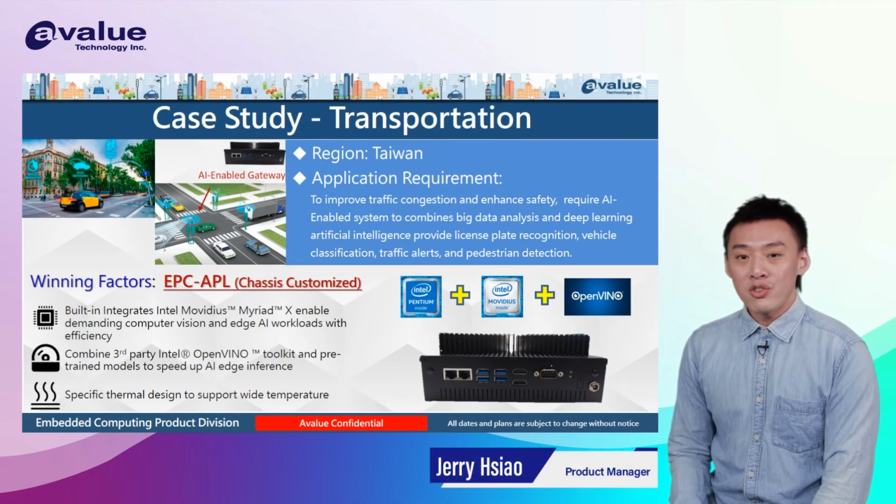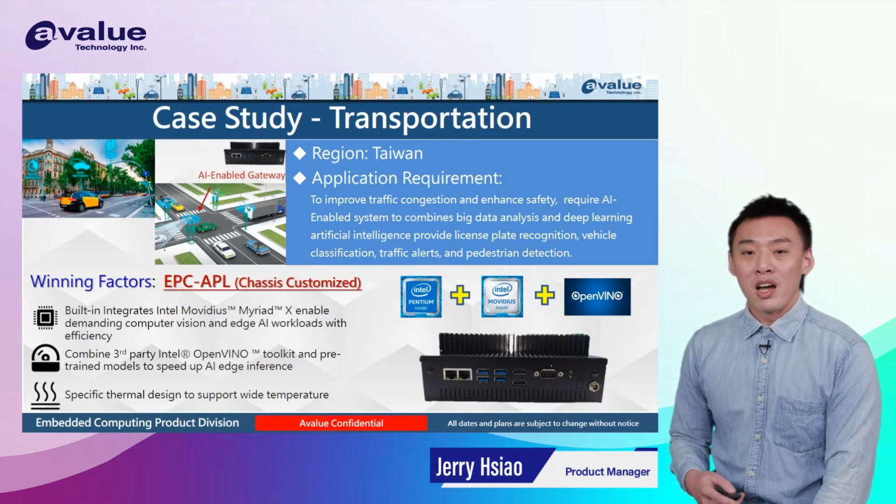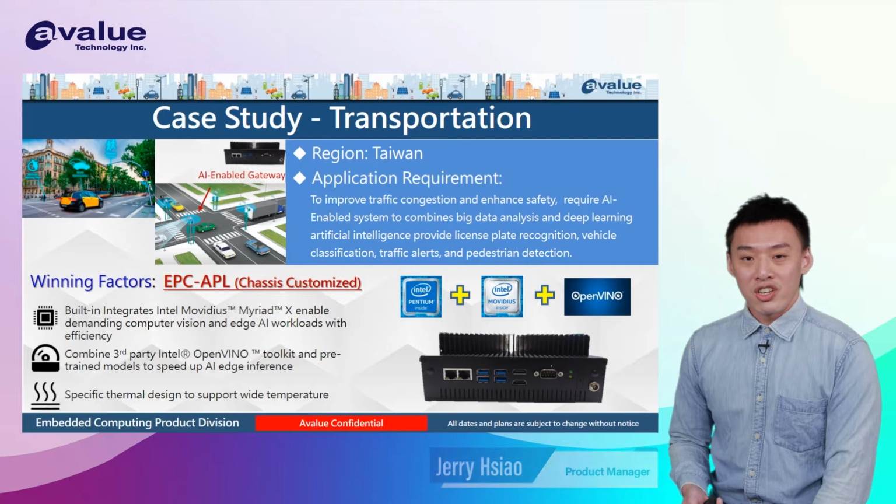So in this project, we have EPC APL as an AI box. Its main job is to collect all the traffic flow data and do the AI deep learning. What it brings to us is that it can help us with traffic alert prediction, pedestrian safety, obstruction detection and so on. Jerry, it sounds like an amazing solution. Could you let us know how it works?